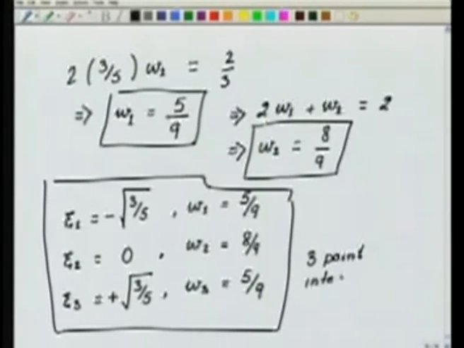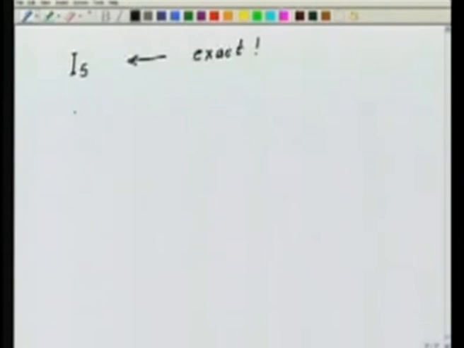This is the 3-point integration rule. It turns out that if I check now for the fifth order polynomial, I5, for this also the 3-point rule is exact, even though it was derived using the fourth order polynomial. If I write down the rule and the polynomial order p bar for which it is exact: the 1-point rule was exact for linear, the 2-point rule was exact for all polynomials which were at most cubic, and the 3-point rule is exact for all polynomials which are at most fifth order.